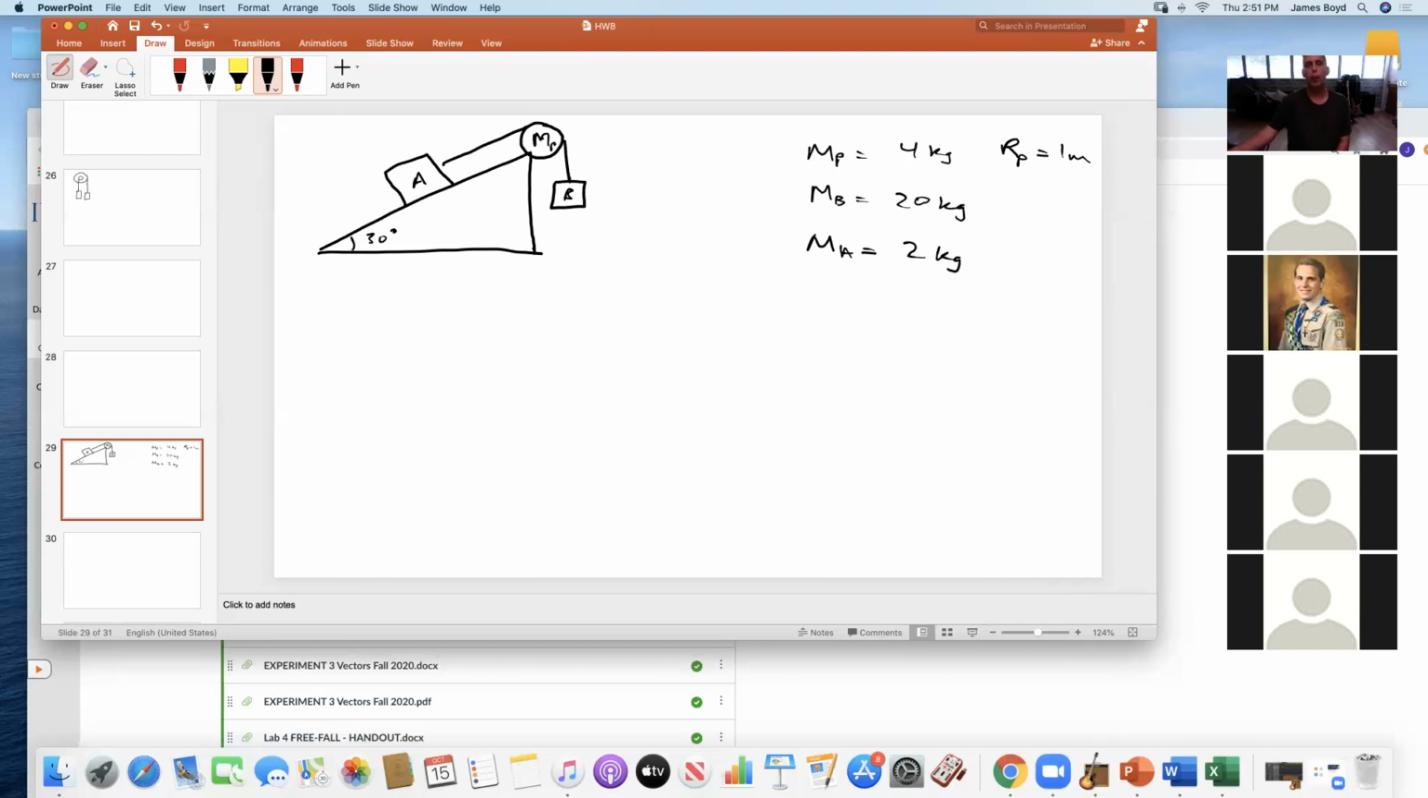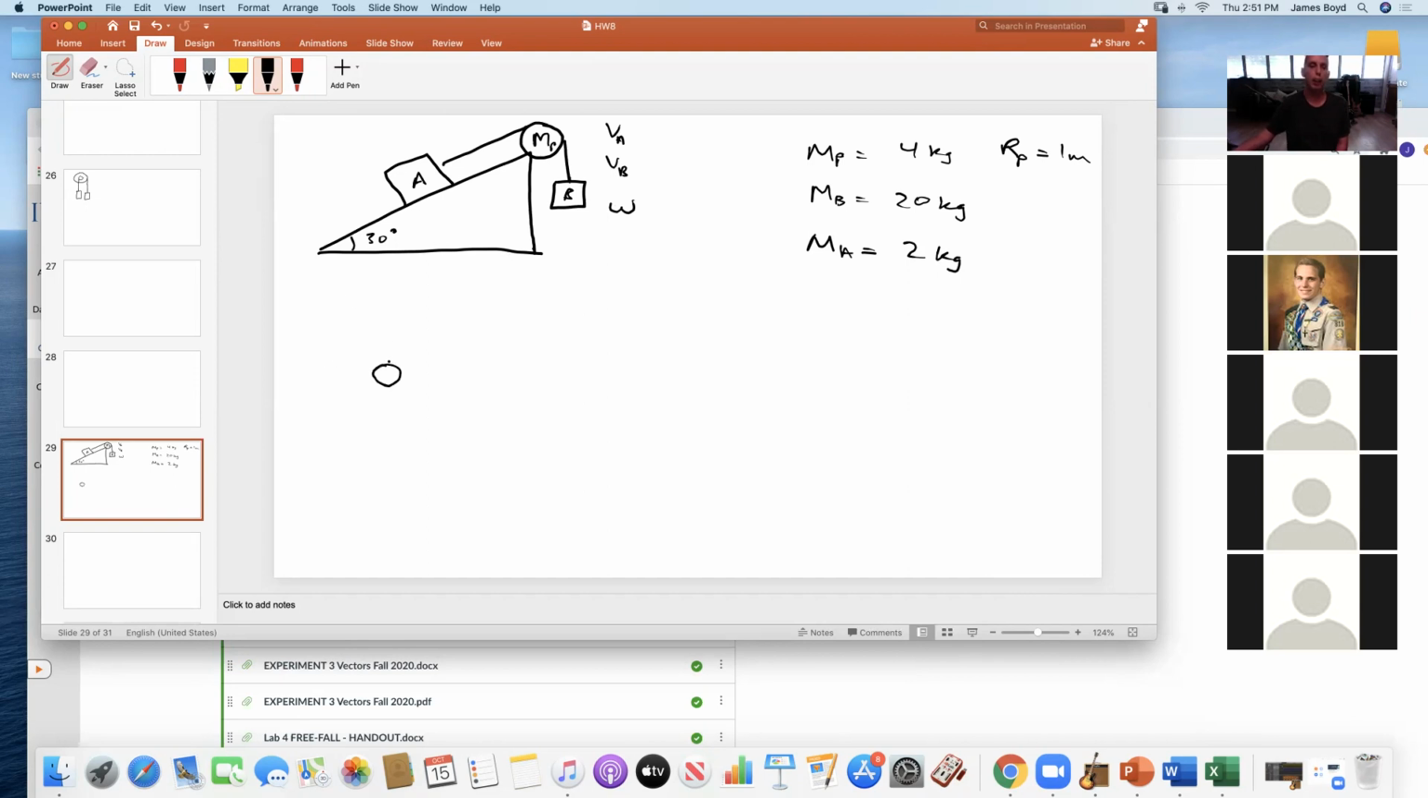What we want to know is if this thing starts from rest and falls, how fast will A and B be going, and what will the angular velocity be? So I want VA final, VB final, and I want the angular velocity of that pulley once B has fallen.